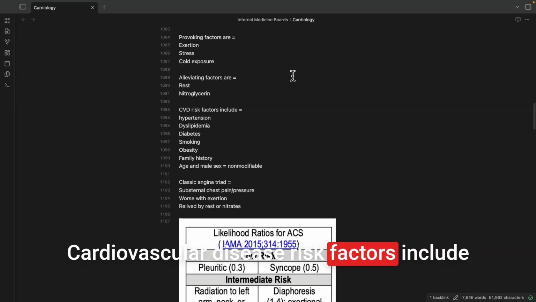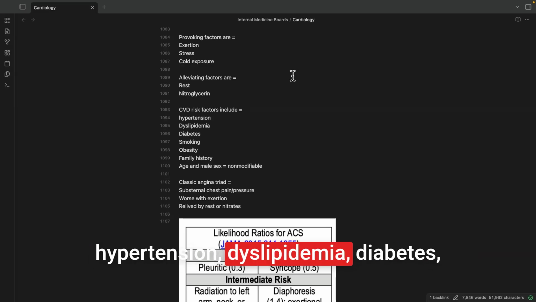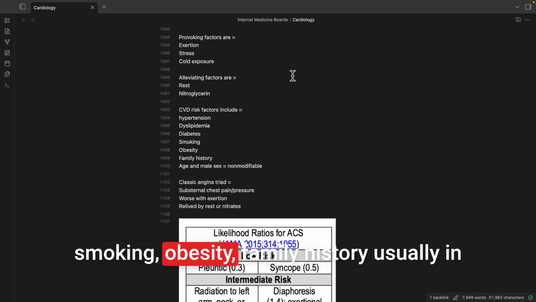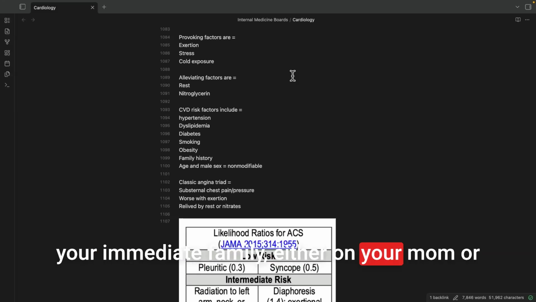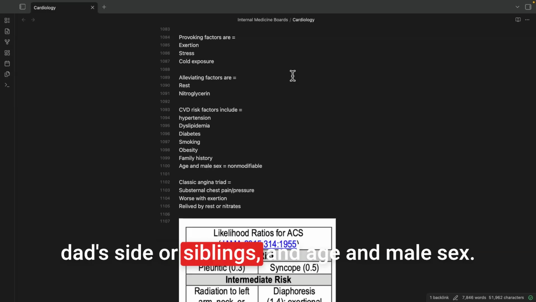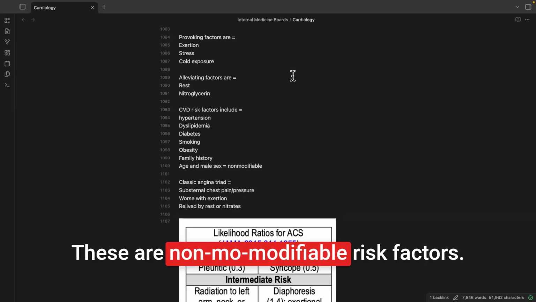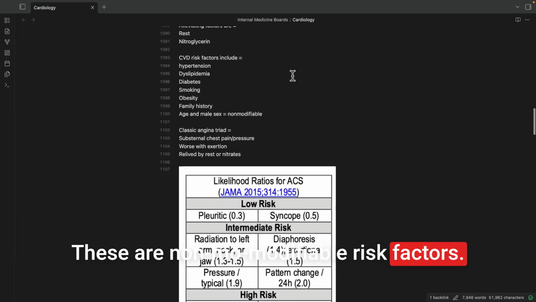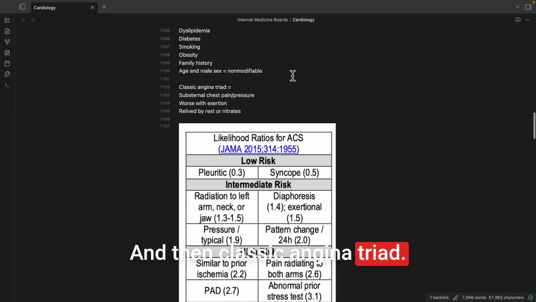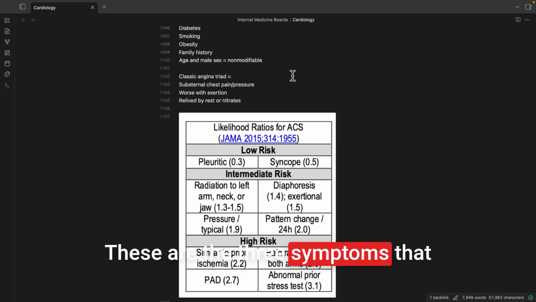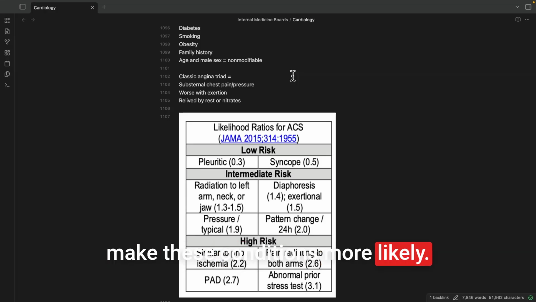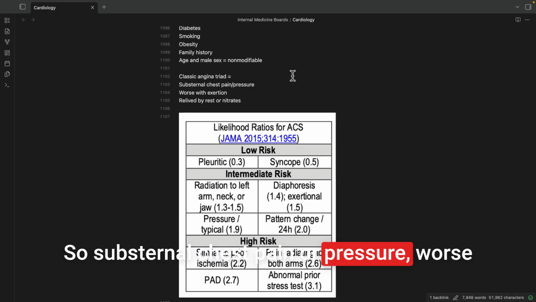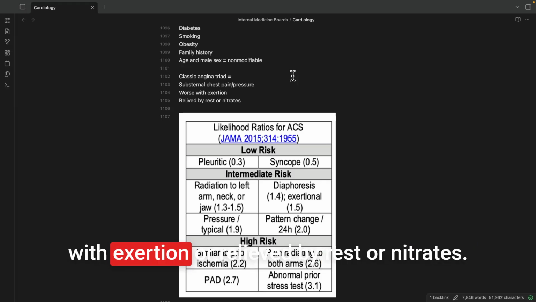Cardiovascular disease risk factors include hypertension, dyslipidemia, diabetes, smoking, obesity, family history, usually in your immediate family, either on your mom or dad's side, or siblings, and age and male sex. These are non-modifiable risk factors. And then the classic angina triad, these are the three symptoms that make these conditions more likely. So substernal chest pain or pressure, worse with exertion, or relieved by rest or nitrates.